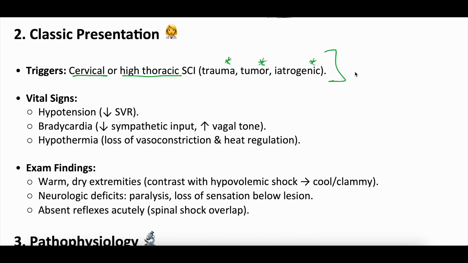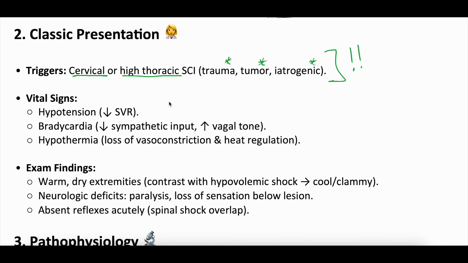And you really have to have a trigger. You can't really develop neurogenic shock without having that spinal cord injury. So you have to have a trigger. Most often, I think we think about trauma, but there can be other triggers too, but there's got to be a trigger.